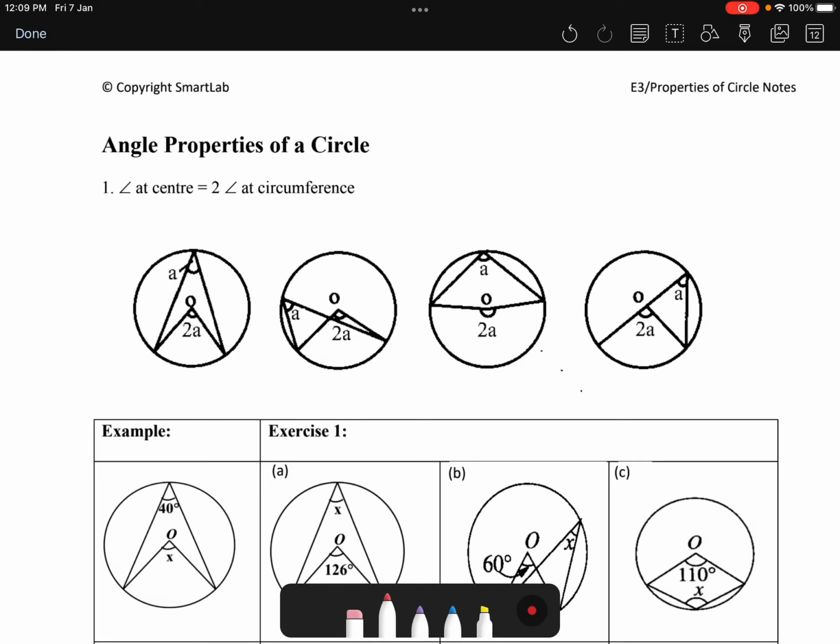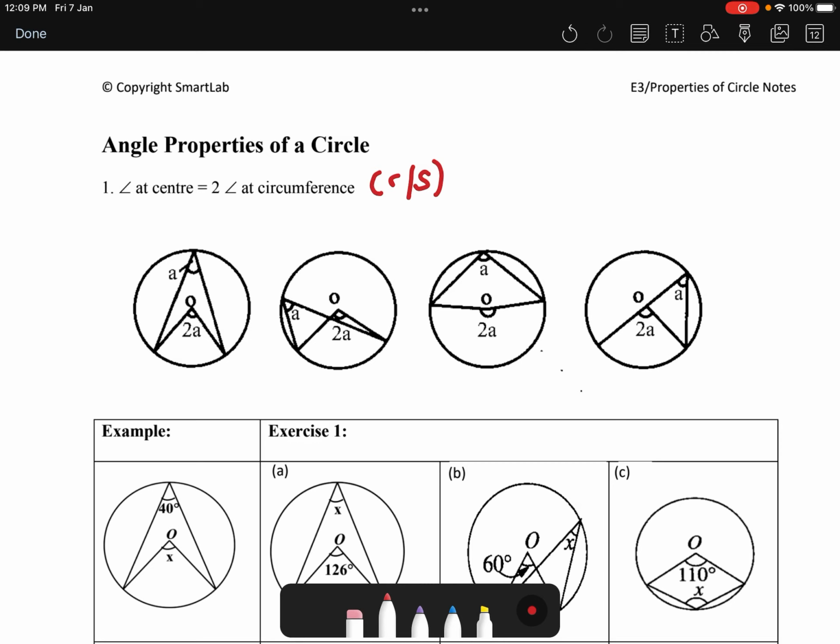Alright, so today we're going to start a new chapter called the properties of circle. There are a few properties that we need to know when we are doing the properties of circle. The first property is that the angle at the center is equal to 2 times the angle at the circumference. This is the relationship between the two angles.